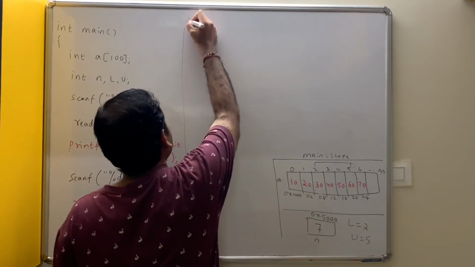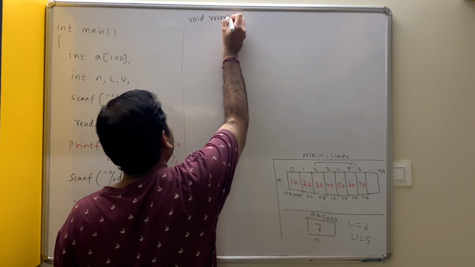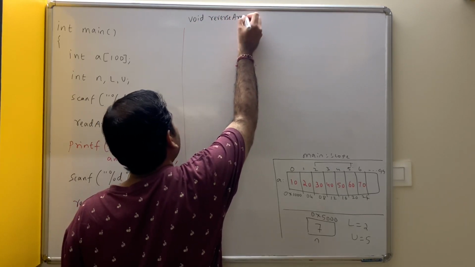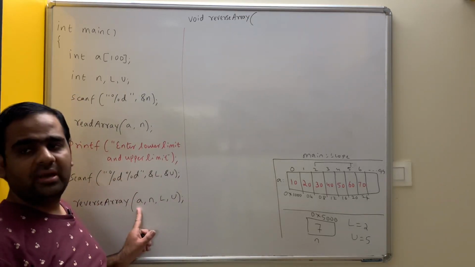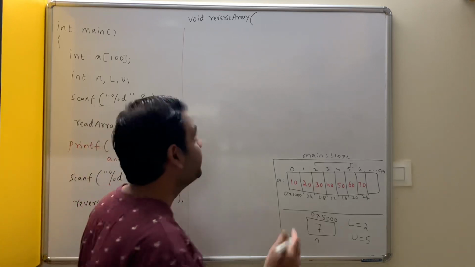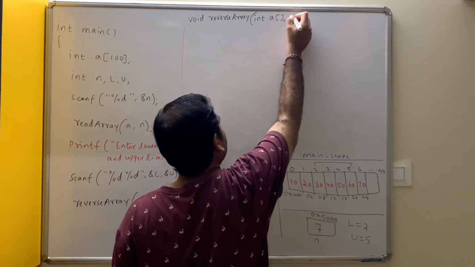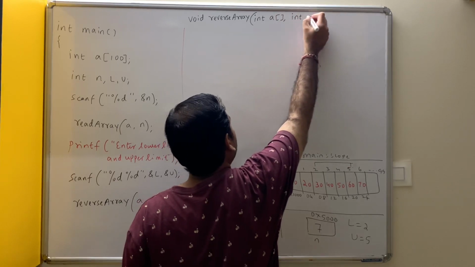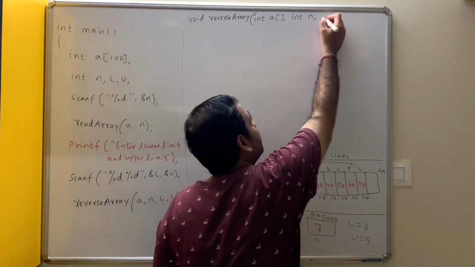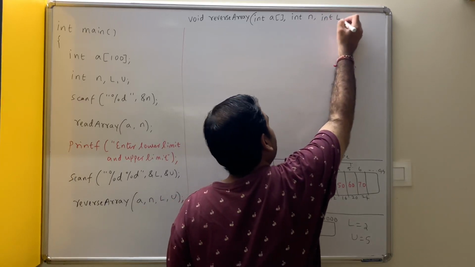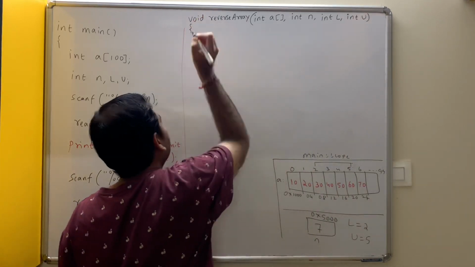Now, which function are we writing? Void. What is the function name? The function name is reverse array. What is the first parameter? The first parameter is A, which is nothing but an integer one-dimensional array. What is the second parameter? It is the number of array elements n. What is the third parameter? It is L, the lower limit, and the last parameter is U, the upper limit.